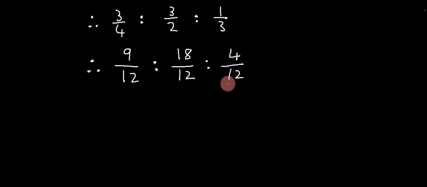Now the denominators are the same, so the simplest ratio will be the ratio of the numerators. So 9 is to 18 is to 4. It's important to check at this point whether there's a number that can go into all three of these. And of course there isn't such a number, so this will be the simplest ratio.